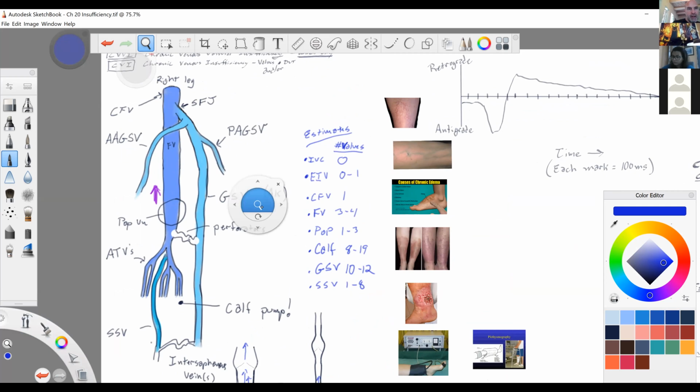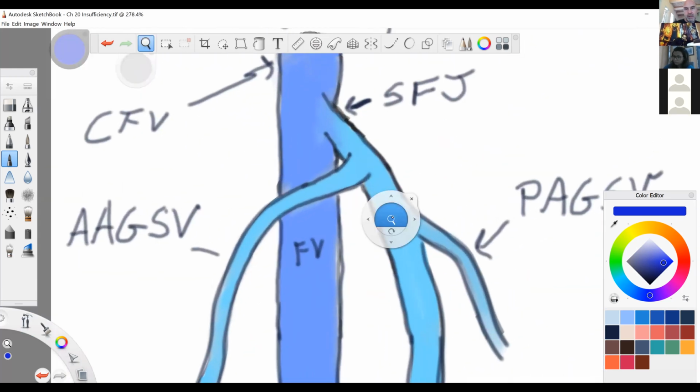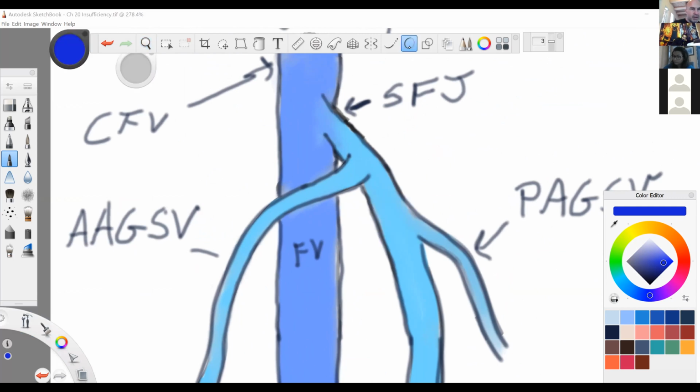Oh, and I should probably say a couple of more important valves that are consistent is the so-called terminal valve of the great saphenous vein. And then there's usually a pre-terminal valve, which is a little farther down. And those are fairly consistent. So you should try to find those. In fact, we could try to find some tomorrow.